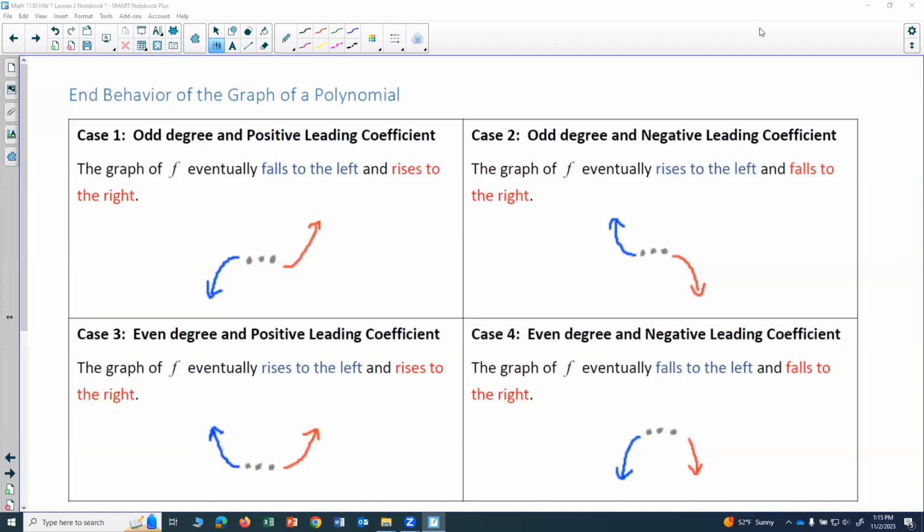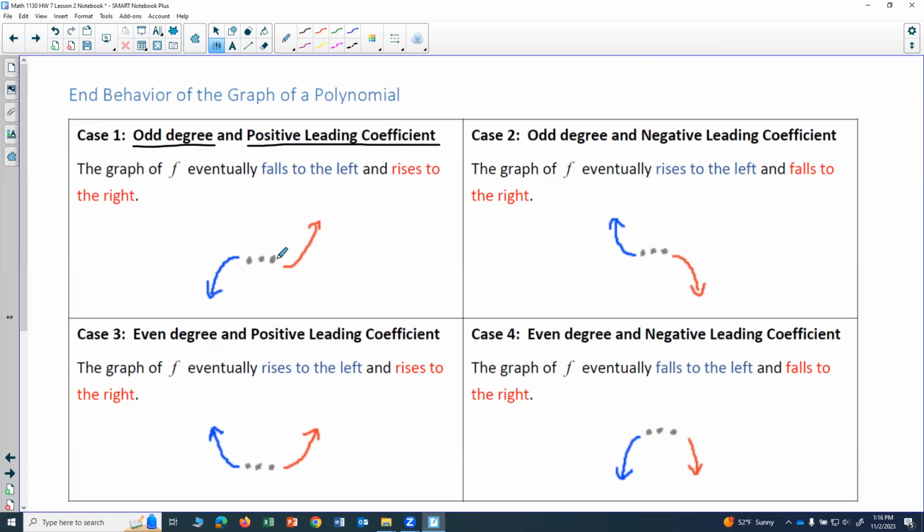In this video, we will look at the end behavior of the graph of a polynomial. We have four cases. Case one is that we have an odd degree and a positive leading coefficient. If you have an odd degree and a positive leading coefficient, then the graph of f eventually falls to the left and rises to the right.